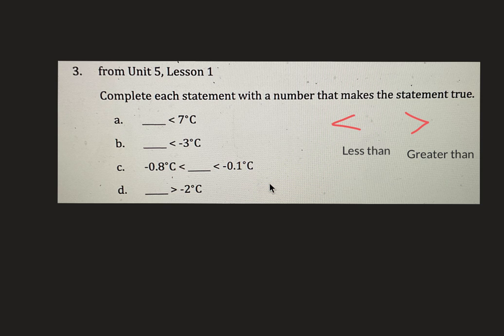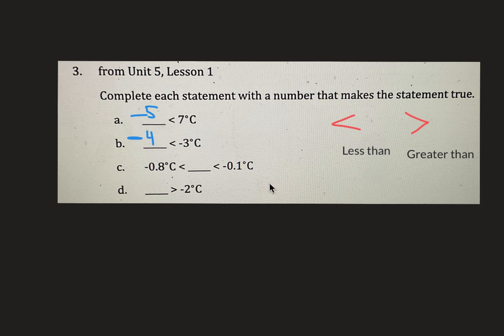A number that's less than 7 could be positive, like 5. It could also be a number like -5. So either of those would work. Anything that is to the left of 7 on the number line. A number that is less than -3 could be a number like -4. Anything that is left of the -3 on the number line would be less than 7. Or sorry, less than -3.